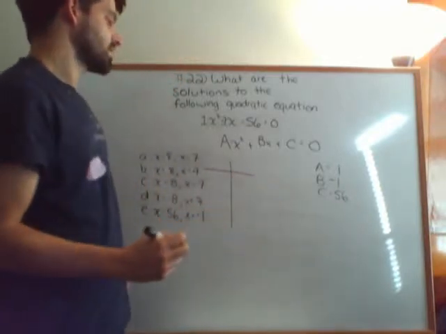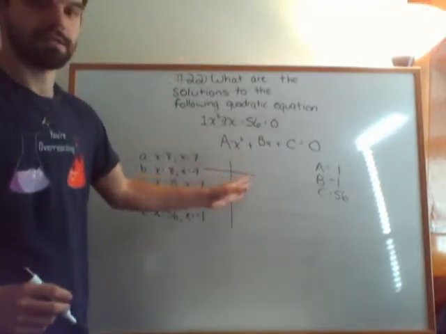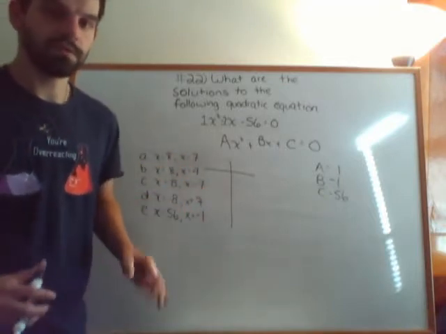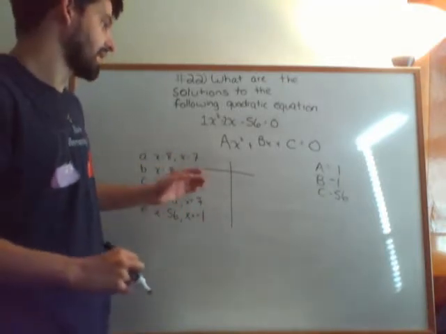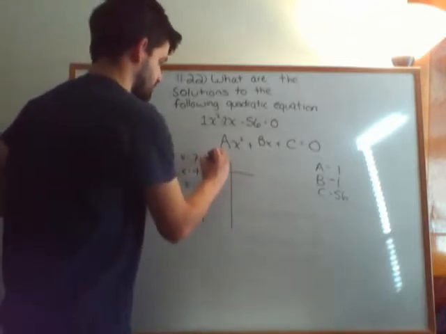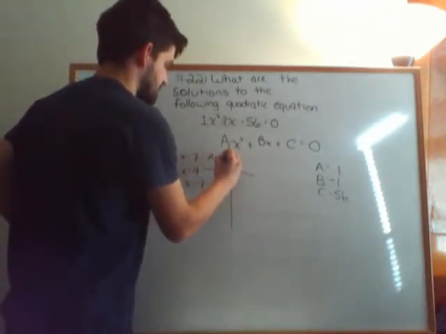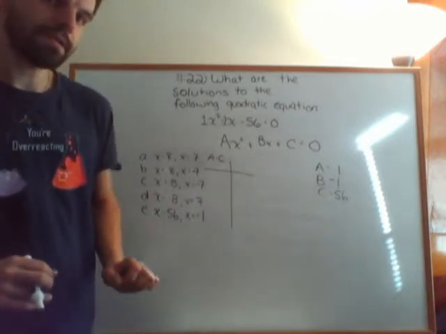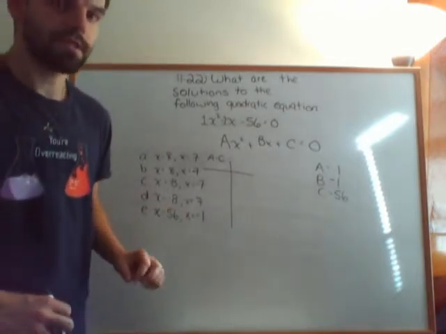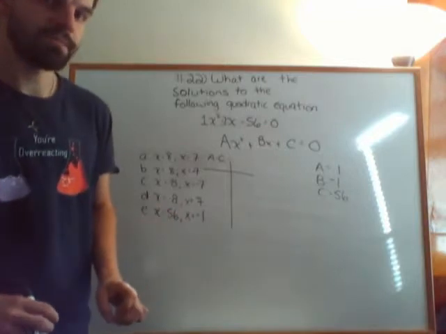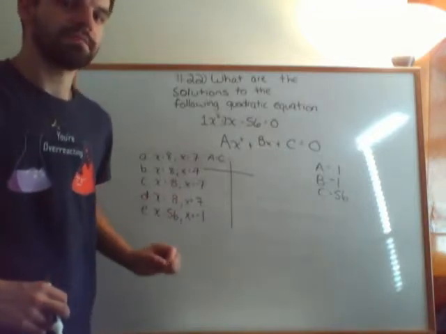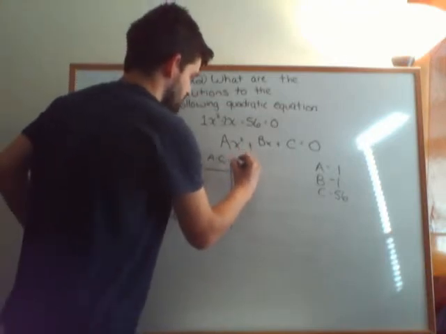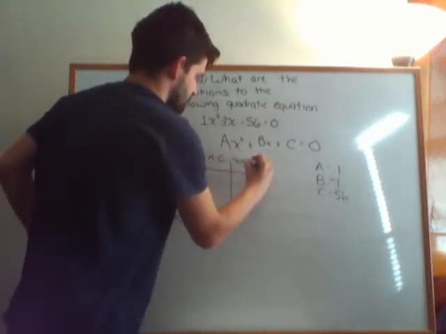This table is going to be composed of a left and right side, as all tables do, where the left side is going to be the product or multiplicative outcome of A and C. So I'm going to do A times C. What we're trying to do is we're going to take the factors of the multiplicative outcome of A times C and take the sum of them to equal B. So this is going to be the sum to B.